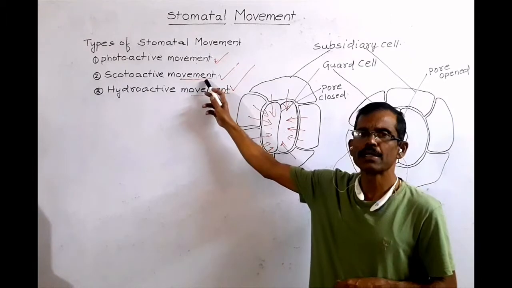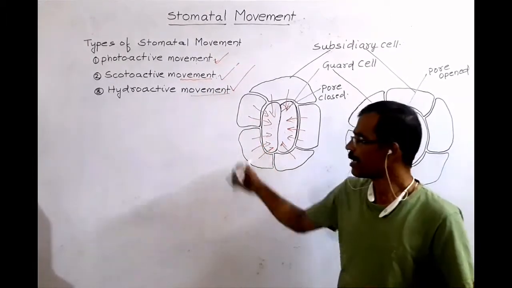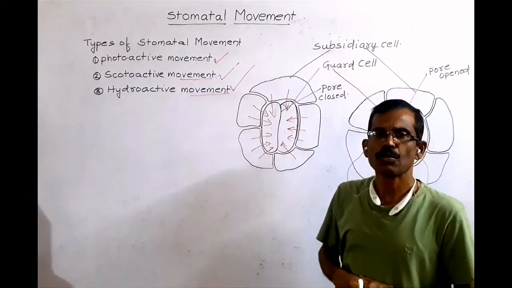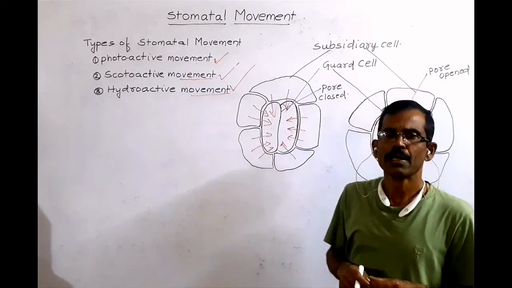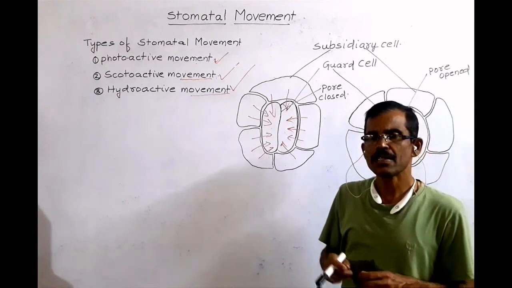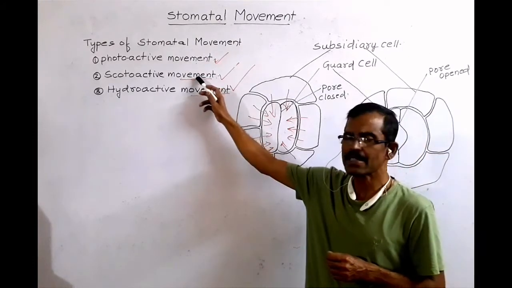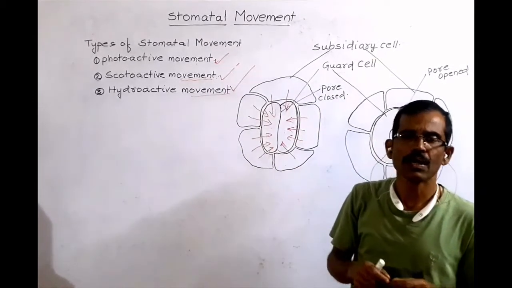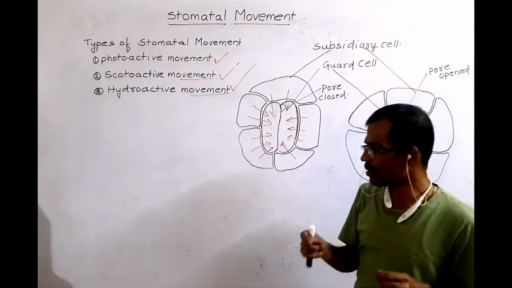Scotoactive movement is seen in case of succulents. In these plants, for example Opuntia, the stoma remain closed during daytime and open during night time. This is to reduce the water loss. In this type of stomatal movement, the opening and closing of stoma is controlled by organic acid metabolism.